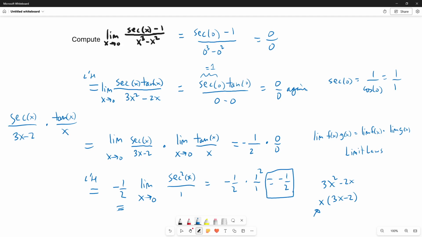So we split this fraction into these two pieces and take their limits separately according to the limit laws, so that we have the limit of the first fraction, which is just negative 1/2 by just plugging in, and then the limit of the second fraction, that one required L'Hopital's rule because it was 0 over 0, and then it gives us just 1 over 1. So the answer was negative 1/2.